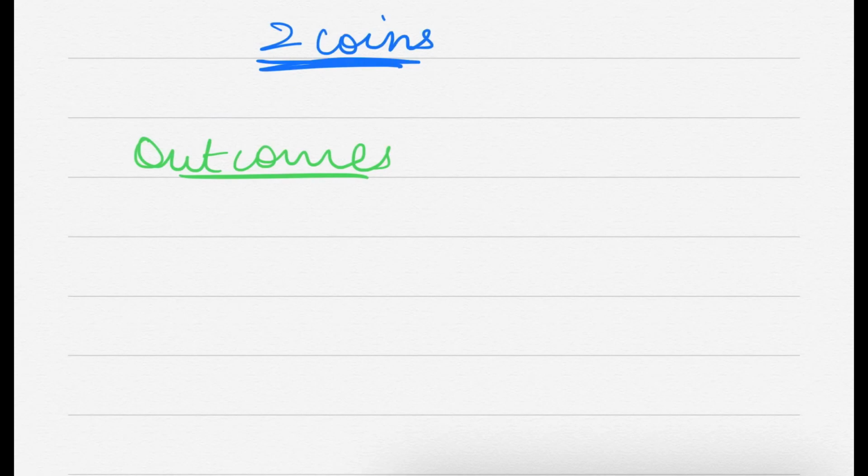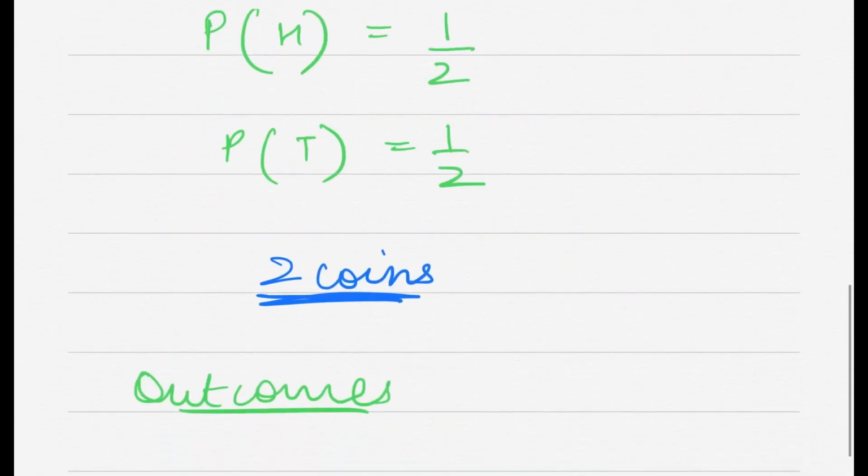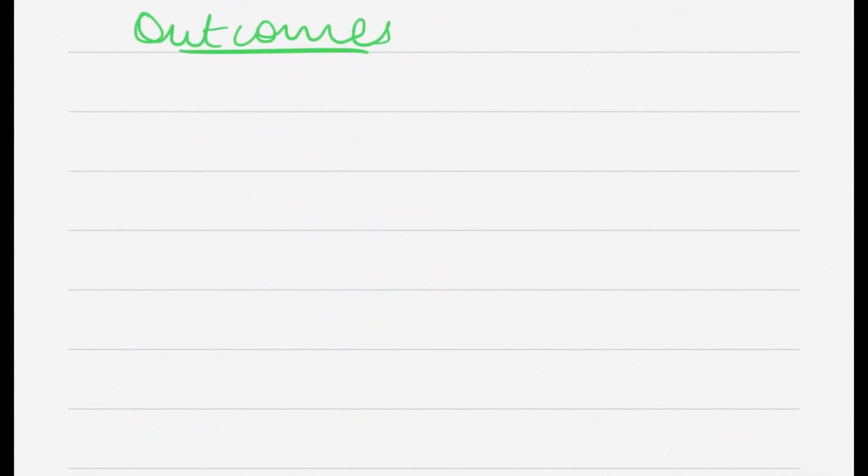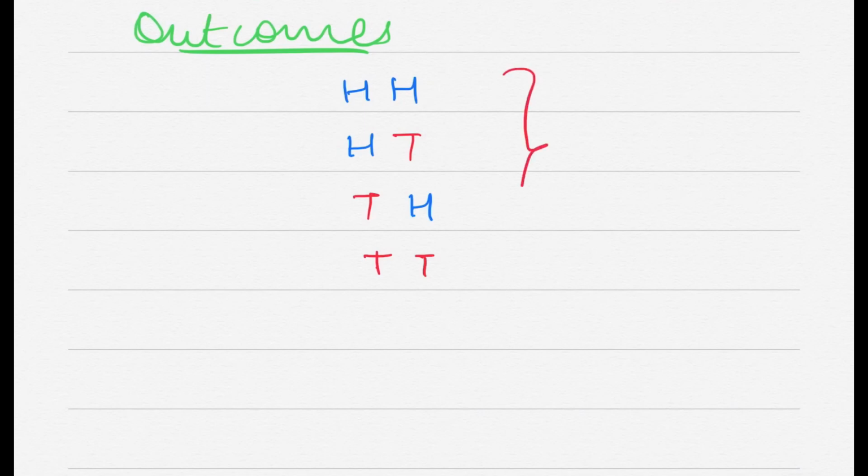Let's do the outcomes, I have to write down my sample space. Either I can get head head, or I can get head tail, or I can get tail head, and then I can get tail tail. These are the only outcomes we have. So this is my sample space.